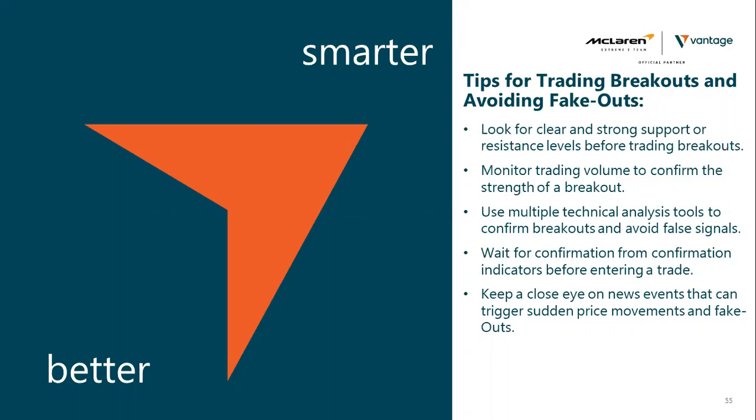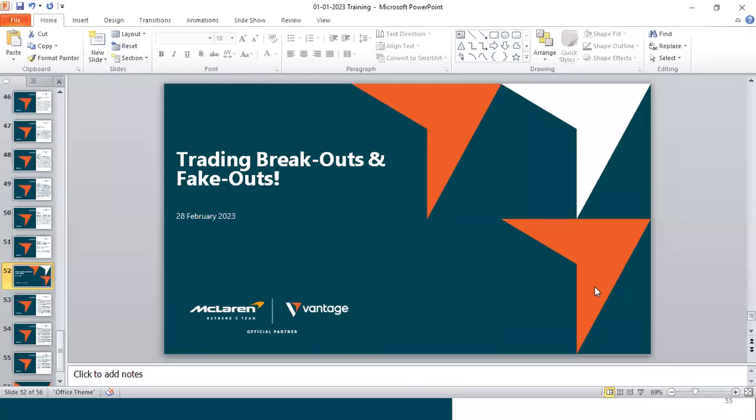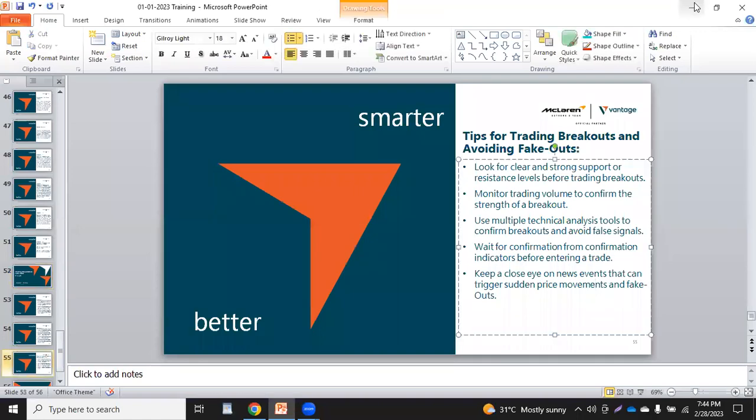So something happens now, a news event is released. We can have an idea of what the next event is likely to look like based on the one that just got released, right? That's why we have to keep an eye. So it says keep a close eye on news events that can trigger sudden price movements and fake outs. And it doesn't only trigger fake outs, it also triggers breakouts. So there's opportunity in it, and also being able to watch it to make sure that we don't get trapped in a fake out, right? All right, so let's quickly look at one scenario of a breakout, fake out situation.